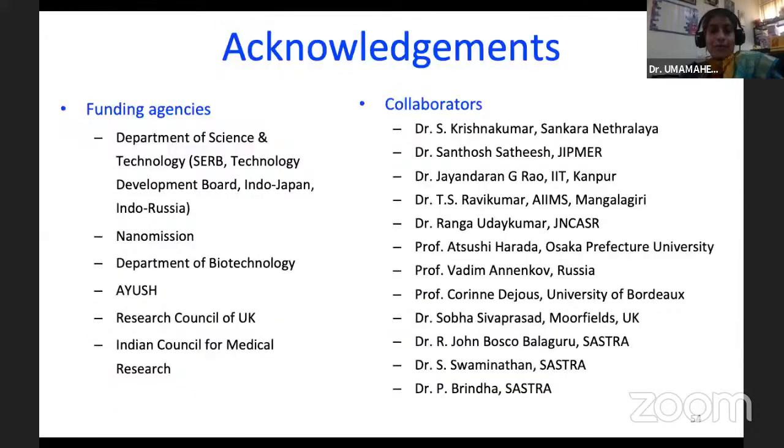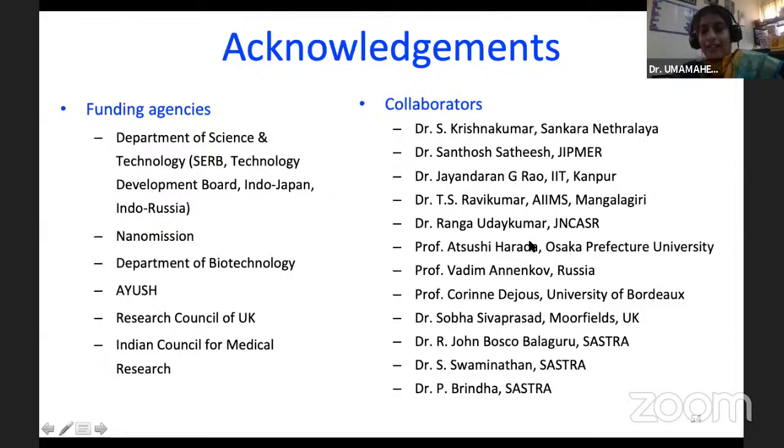I would like to acknowledge all the funding agencies which generously contributed to the research initiatives in our laboratory, not only on the sensor, but also on drug delivery and tissue engineering aspects. Thanks to the various arms of the Department of Science and Technology and Nanomission, the Department of Biotechnology and Ayush, and specifically for the work on diabetic retinopathy, the Research Council of UK.